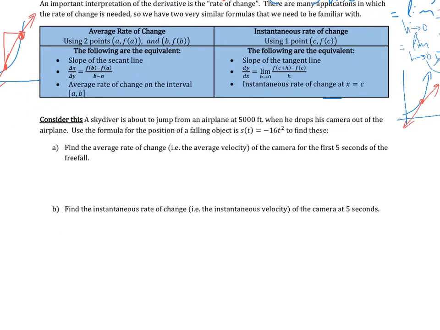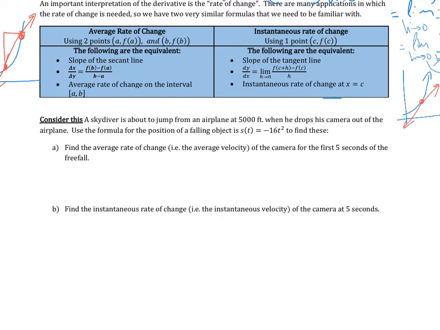So consider this. We've got a skydiver who jumps out of an airplane from 5,000 feet. He drops his camera out of the airplane at the same time. And so the camera is falling without any air resistance. And so if we use this formula here, here's our formula from physics. Position s of t equals negative 16t squared. So let's find the average rate of change for the first 5 seconds.